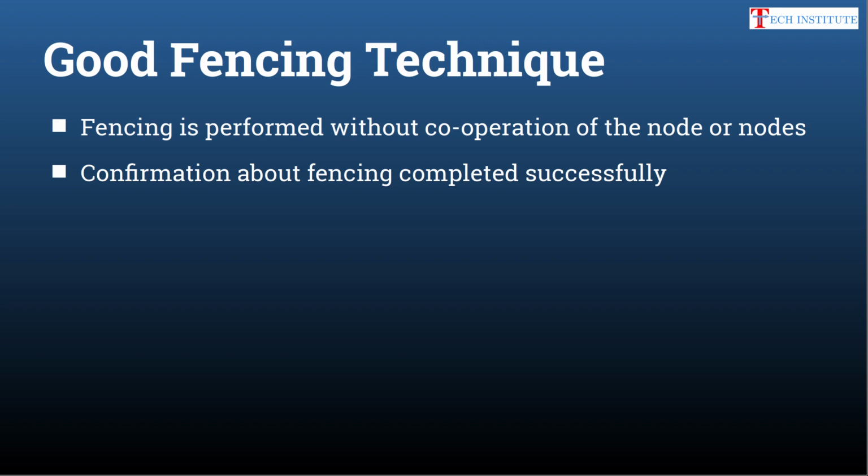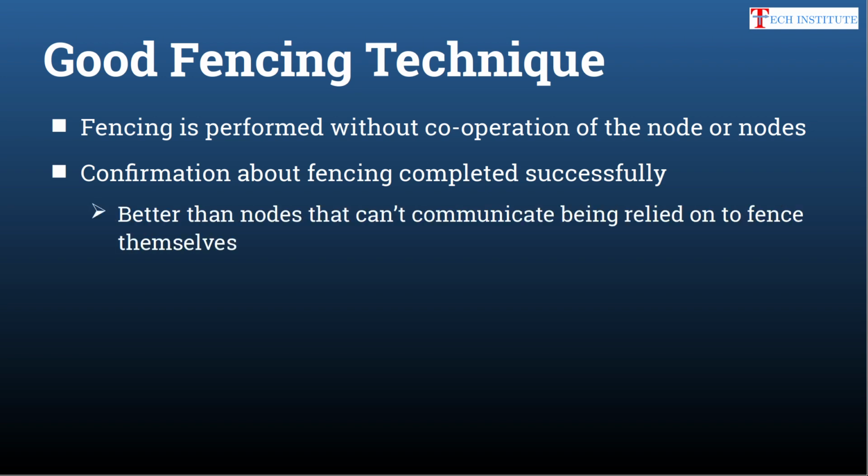Also, a good fencing method is one which will give you a confirmation that it successfully fenced the node or resources, and that is better than relying on the node to fence itself when it is not able to communicate. How will you get the confirmation, if, let's say, the node's network is down? You don't know, right? Or it will not be able to reply back to the cluster that it is fenced by itself. So you should have something from outside that can give you a confirmation that it fenced the node properly.